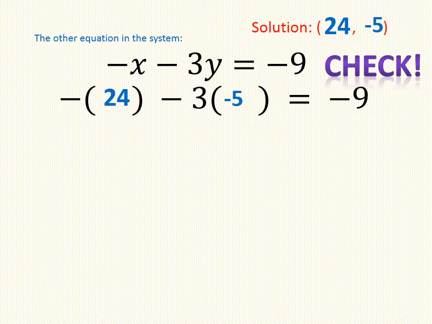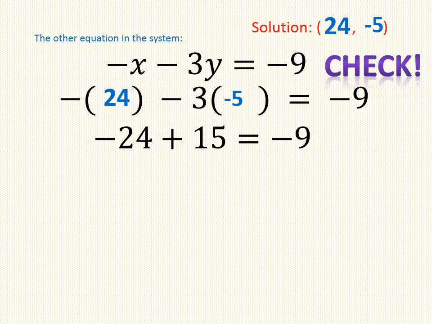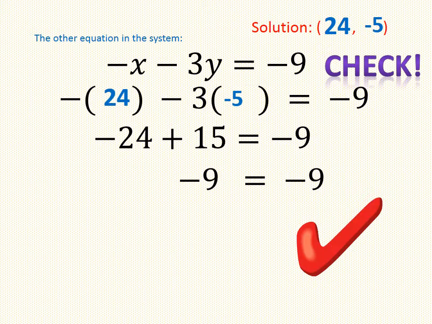with 24 and negative 5, which is going to make me end with negative 24 plus 15 equals negative 9, and then negative 9 equal to negative 9, which is a true statement. This tells me that the solution that I got by solving using elimination is correct, and that's the right solution for this system.